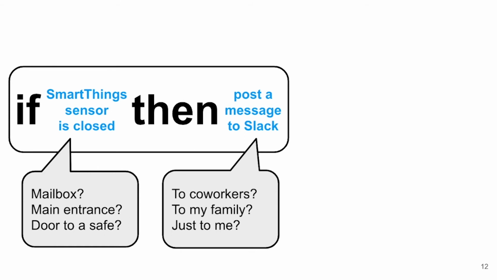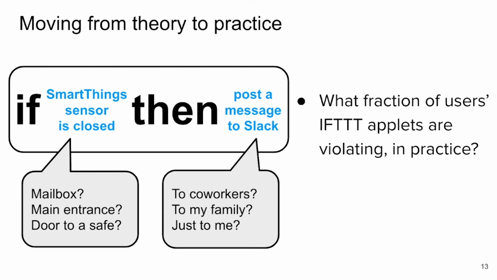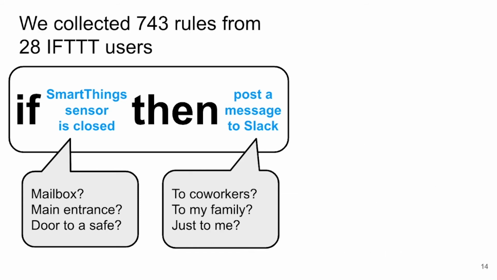To move from these more theoretical measurements of potential violations to an understanding of harms that could arise in practice, we conducted new work to understand what fraction of users' applets are violating in practice, and how much and what type of harm IFTTT users are actually exposed to. We recruited 28 IFTTT users who were active in online home automation forums, and with their consent and IRB approval, we used a browser extension to collect data about their applets. This allowed us to see user-specified titles for the applets, which often included relevant contextual details. Participants also responded to a short survey about their use of IFTTT and their specific applets.